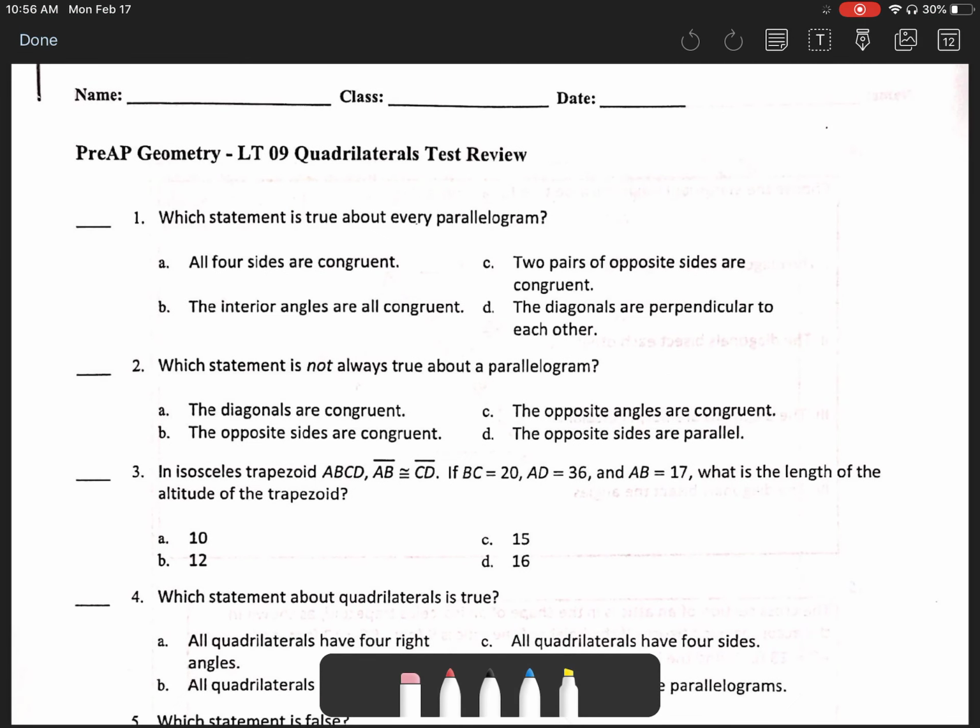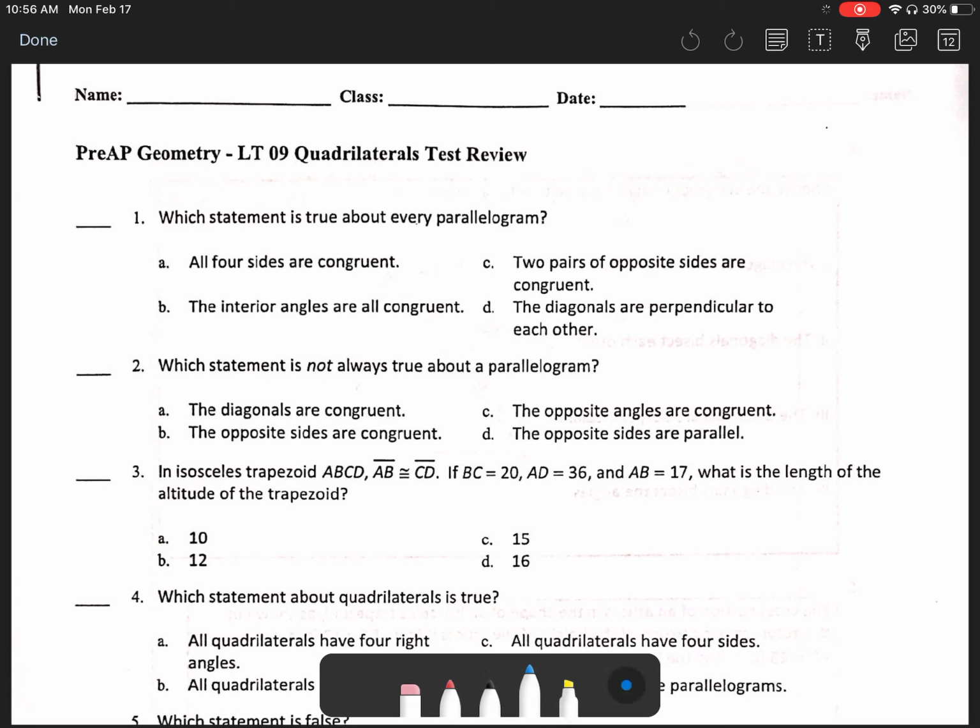Okay, so we're going to go through the quadrilaterals review and try to talk you guys through this, kind of explain a few things. So first, number one, which statement is true about every parallelogram?